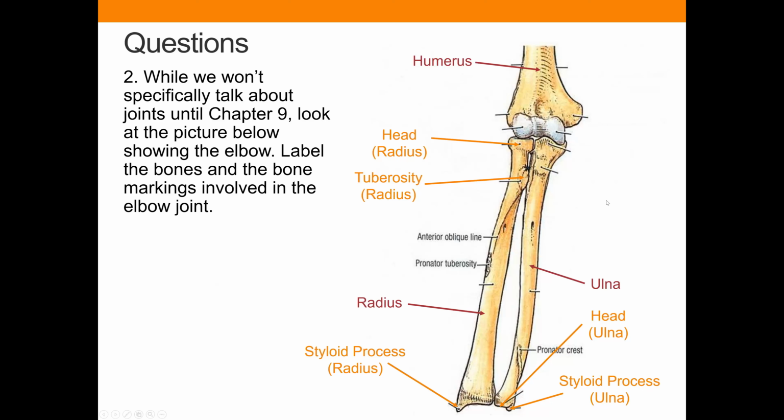The ulna also has a few structures up here that we can't really see because the bones are put together. There is a radial notch right here where the head of the radius forms a joint with the ulna, and then there's the trochlear notch, which is the C-shaped part that's wrapping around the trochlea of the humerus, and then on the back side is the olecranon, which is the point of the elbow.